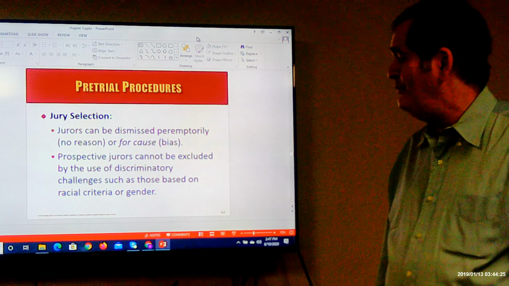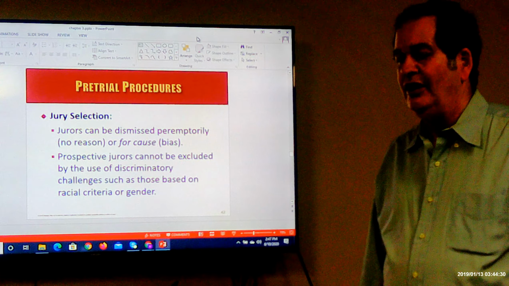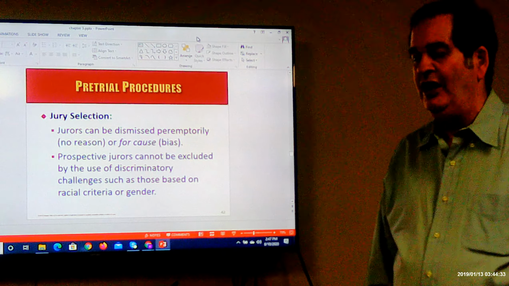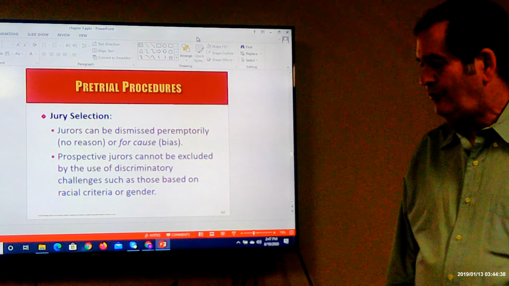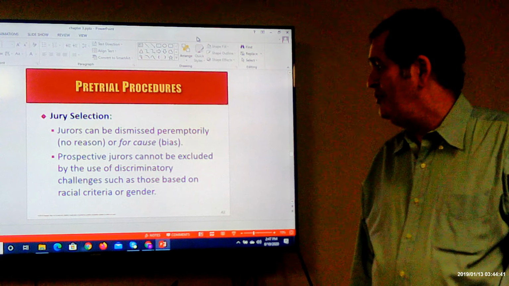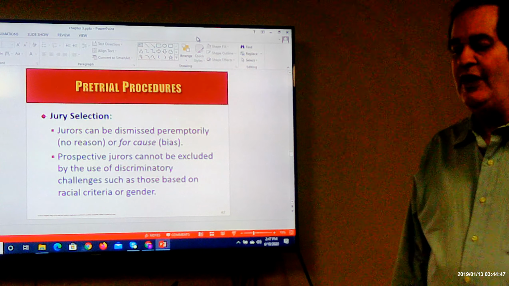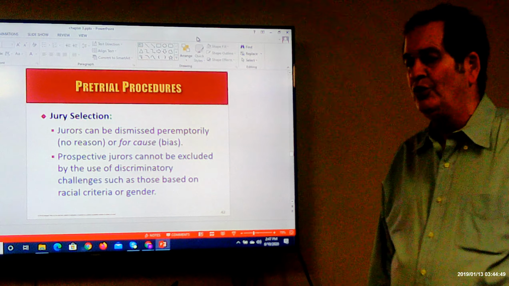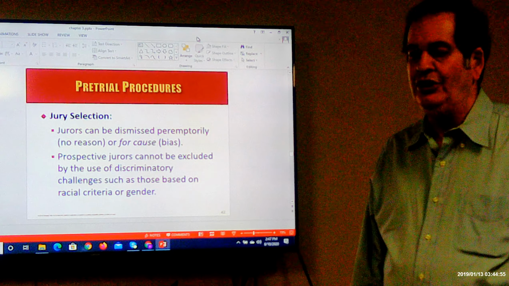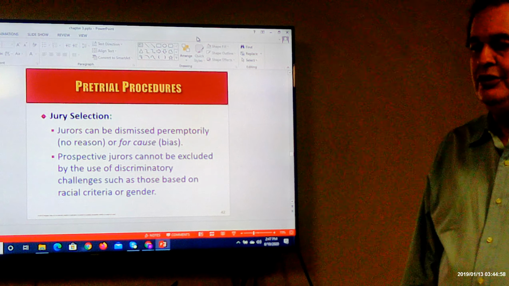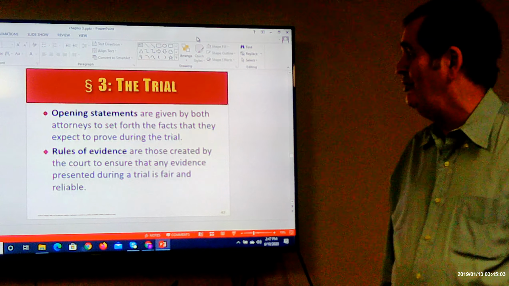And peremptory is a number based upon the jurisdiction of people that the attorney can discharge from the jury for any reason. The only exception is you can't do it based upon racial or gender criteria. If you do so, the other side can object. If they can show that it appears on the face of it that you were dismissing people based on gender or race, then the burden shifts to that attorney to show that they had a legitimate, non-discriminatory reason for discharging that jury using a peremptory challenge.